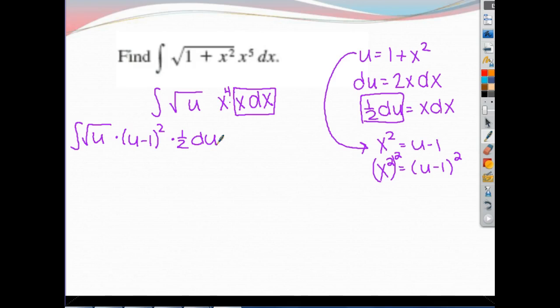Are we okay with that? You see all the plugging in? What did I create by doing that, though? I now have a function in a function. What can I do to u minus 1, though, that I could actually derive? FOIL it, right? Get it to an easier power rule.